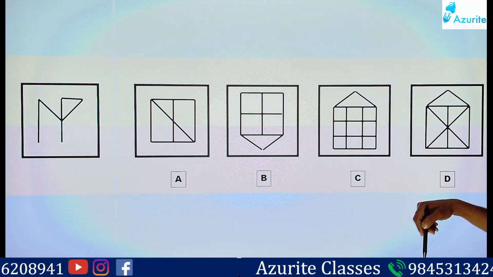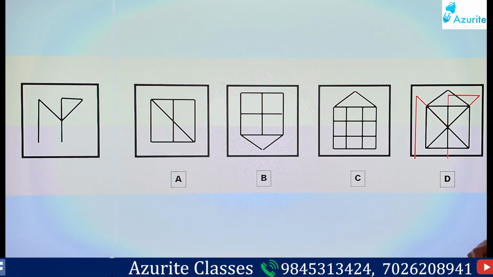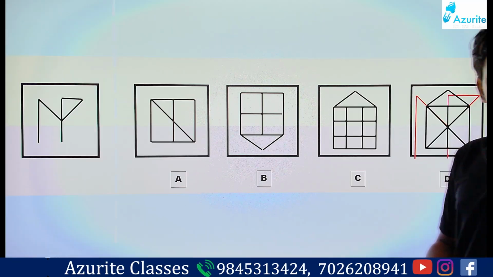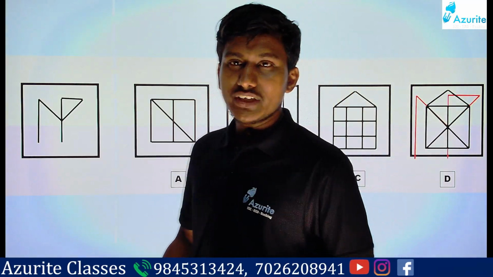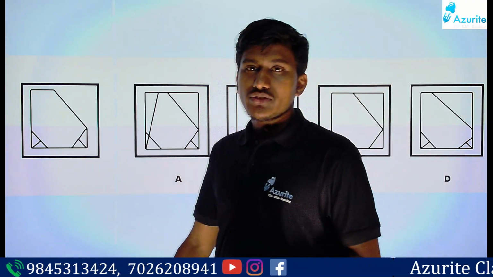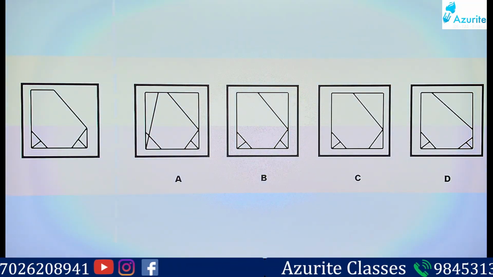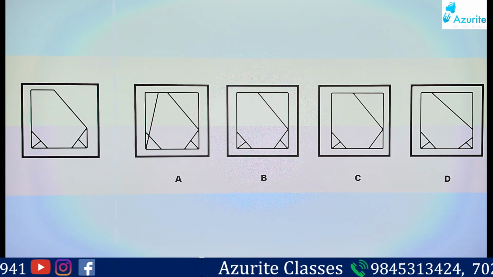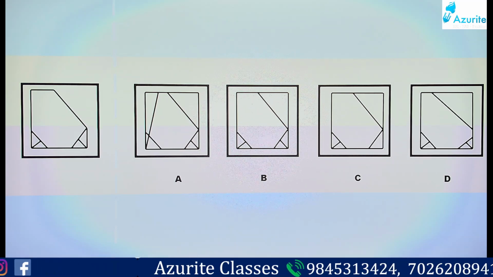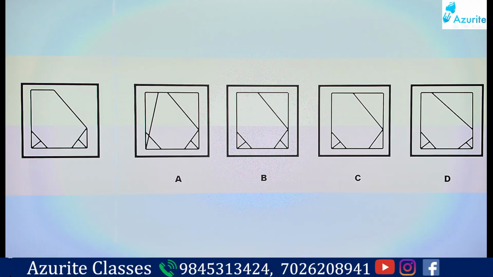Tell me the answer for this question. What is the hidden figure? Where is it hidden? Yes, switch on mic. Okay. Correct. So B is the correct answer. B for ball. So B is the correct answer here.